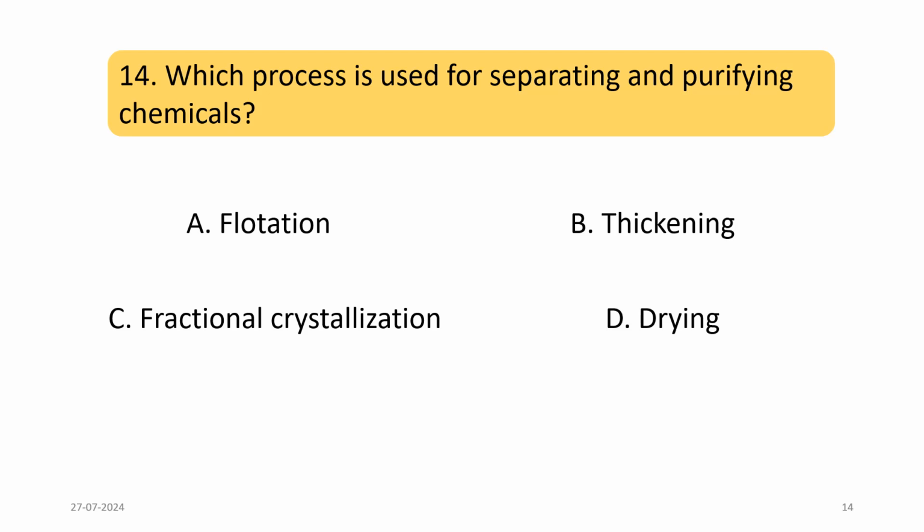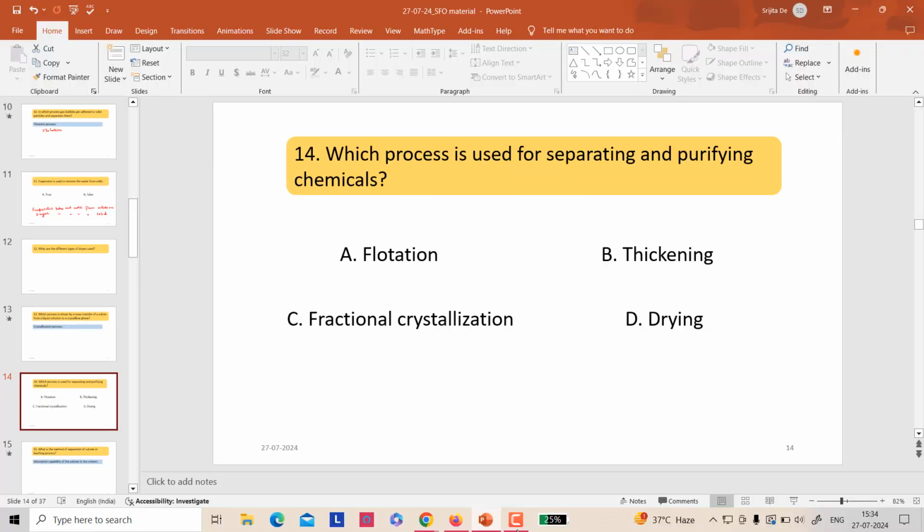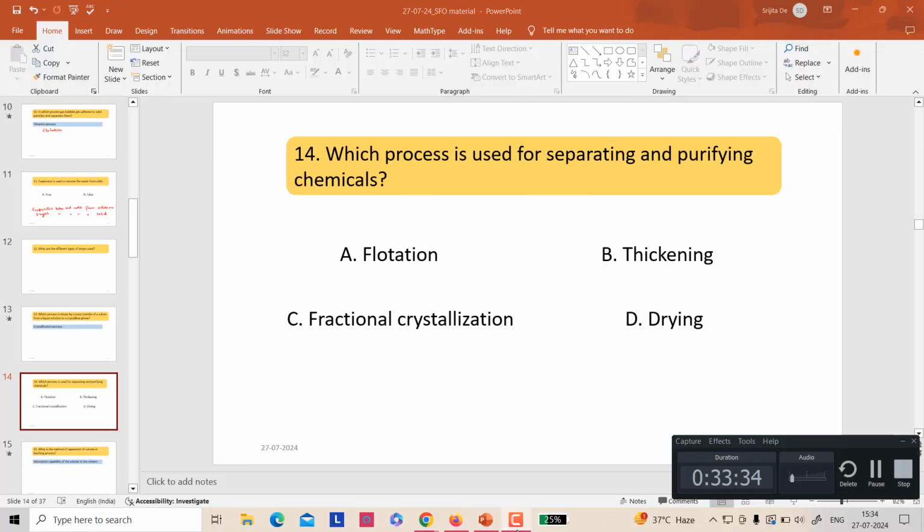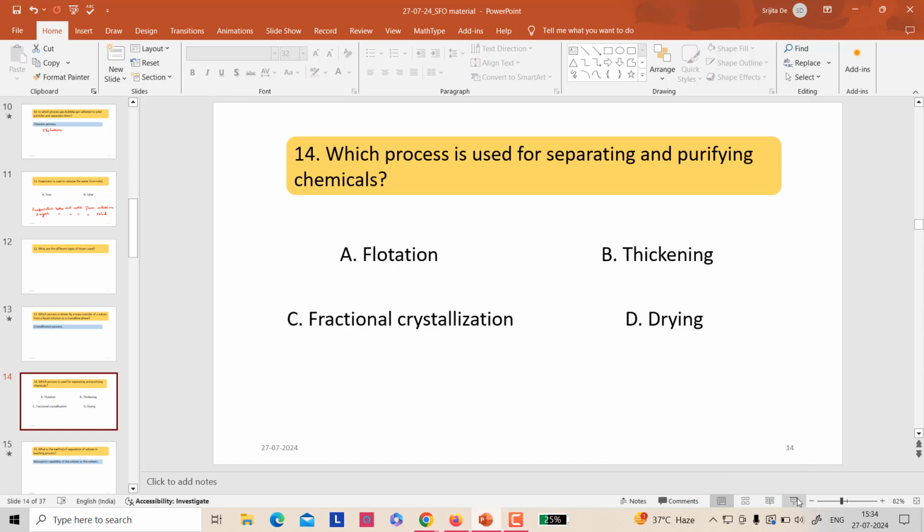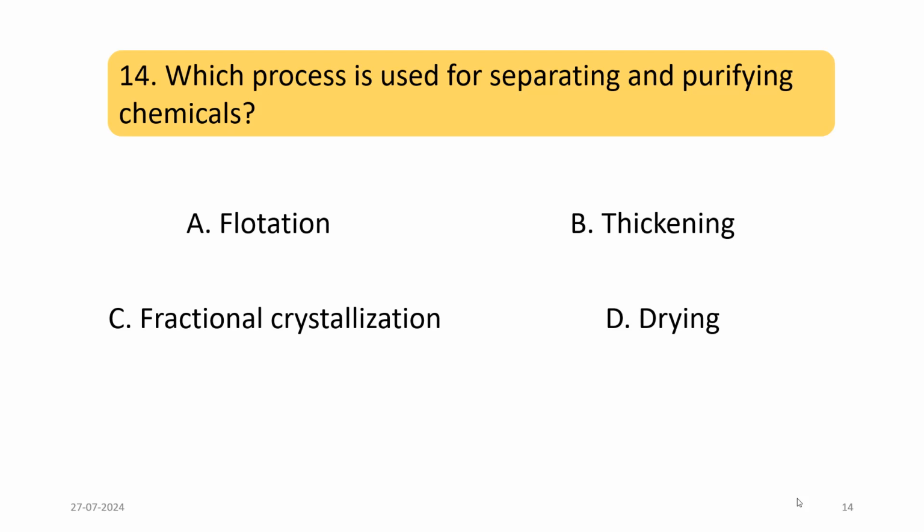Next, which process is used for separating and purifying chemicals? Thickening process? No. The thickening process separates the suspended particles at the bottom. So it is the fractional crystallization. Okay, the right answer is fractional crystallization.